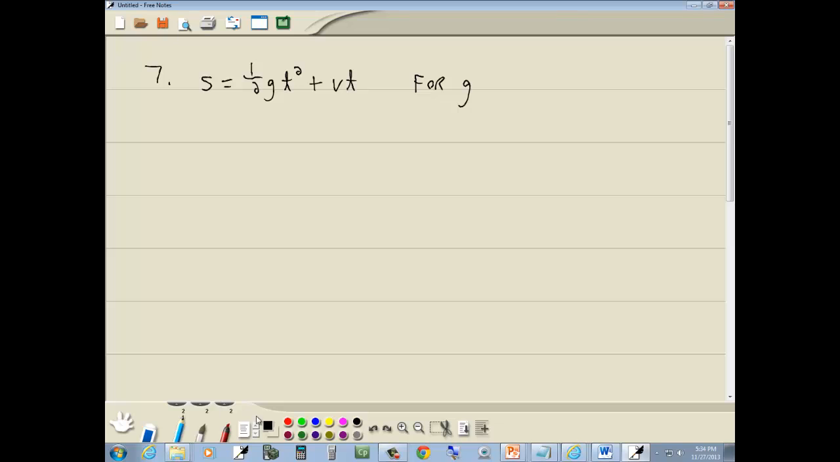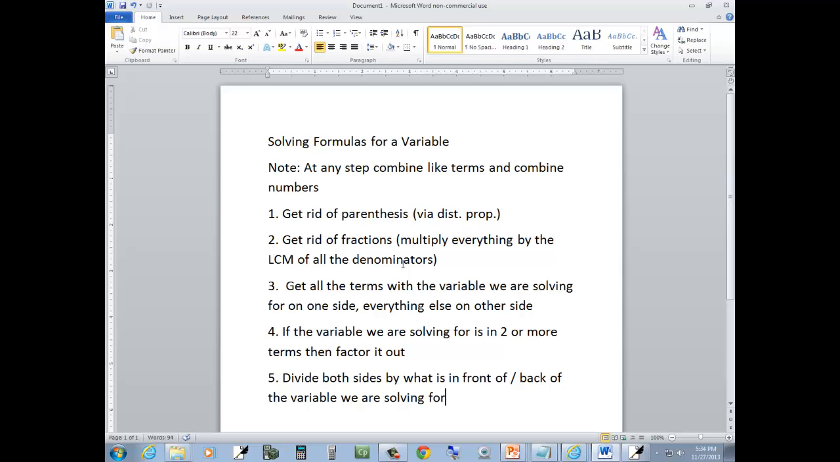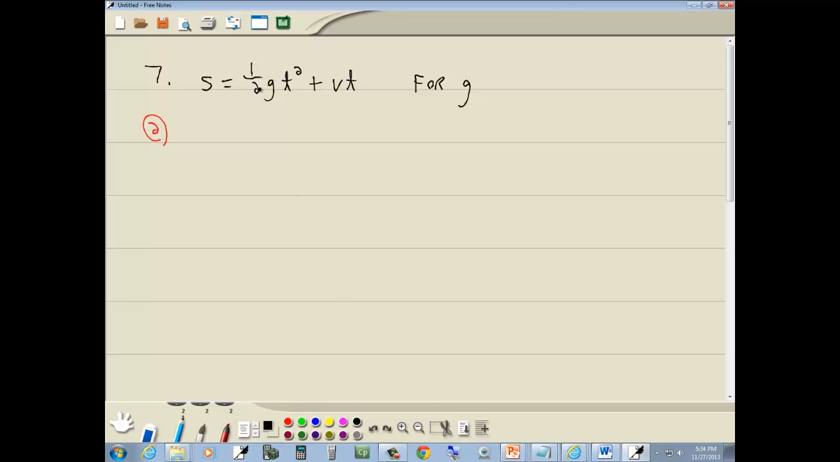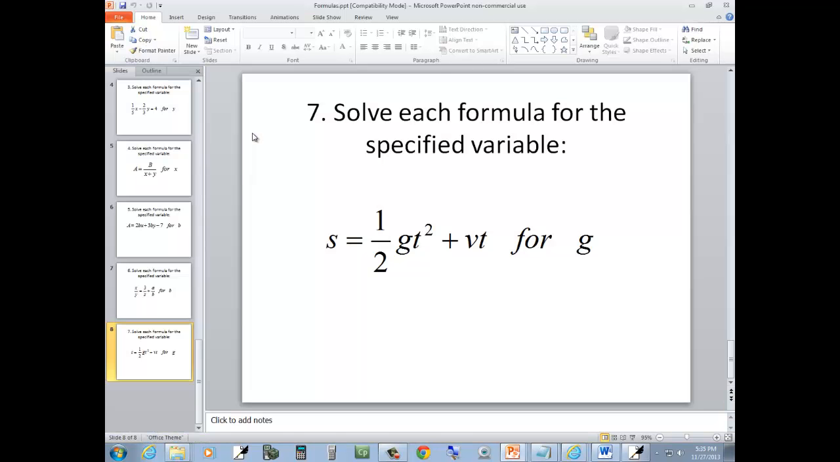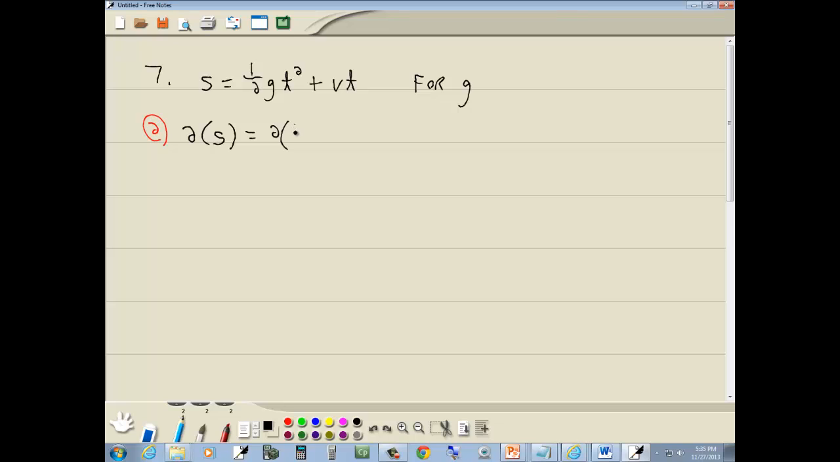Okay, first step, get rid of parentheses. Don't have any parentheses. Step 2, get rid of fractions. Well, we do have fractions. We only have one denominator, so that is our LCM. We'll multiply everything by 2. So 2 times s, that is 2s, isn't it? Yeah. Equals 2 times 1/2 gt squared plus 2 times vt. So we end up with 2s is equal to, those 2's cancel, we got gt squared plus 2vt.